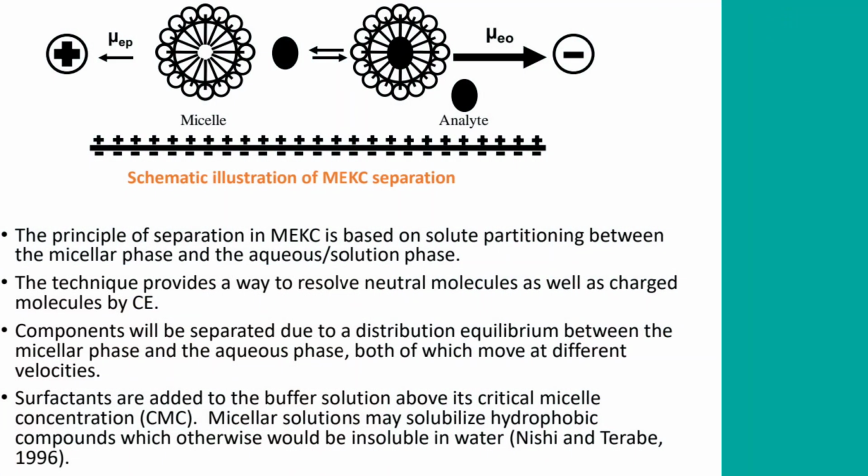This is the principle of MEKC separation. The principle of separation in MEKC is based on solute partitioning between the micellar phase and the aqueous solution phase. The technique provides a way to resolve neutral molecules as well as charged molecules by capillary electrophoresis. Components will be separated due to a distribution equilibrium between the micellar phase and the aqueous phase, both of which move at different velocities. Surfactants are added to the buffer solution above its critical micelle concentration, or CMC, and the micellar solution may solubilize hydrophobic compounds which otherwise would be insoluble in water.